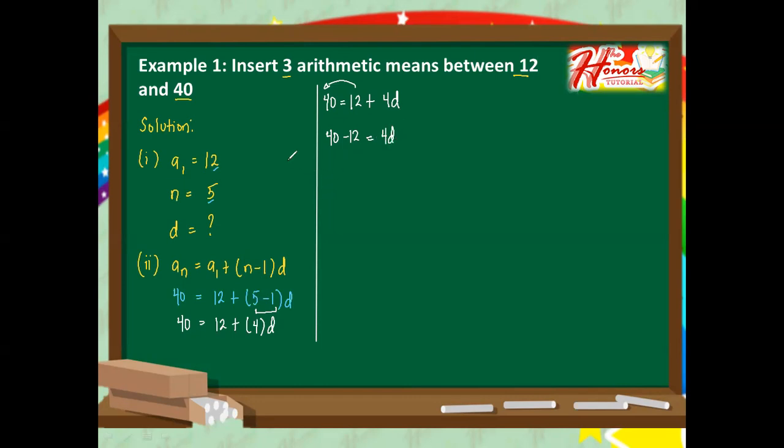Let's subtract first 40 and 12. That is equal to 28. So we have here 28 equals 4d. Then our goal here is to have d only at the right side of the equation. So therefore, we have to divide both sides by 4. So divide both sides by 4. And then cancel. So we have here 28 divided by 4, that's 7, equals d. Or we can write it as d equals 7. So meaning the difference is 7.